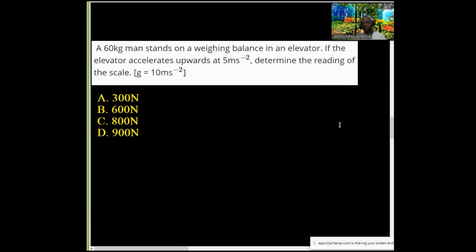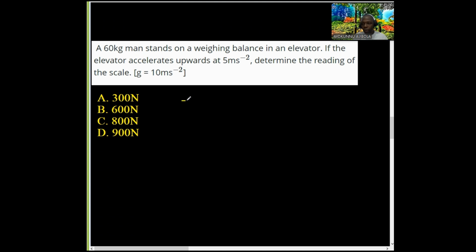So please listen. A 60-kilogram man stands on a weighing balance in an elevator. If the elevator accelerates upward at 5 meters per second squared, determine the reading of the scale. G equal to 10 meters per second squared. Okay.